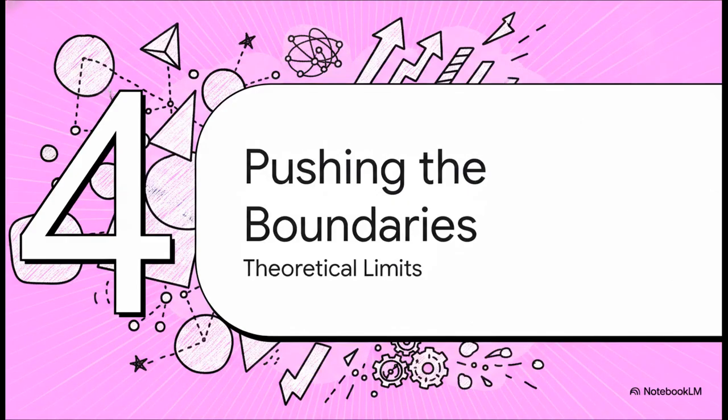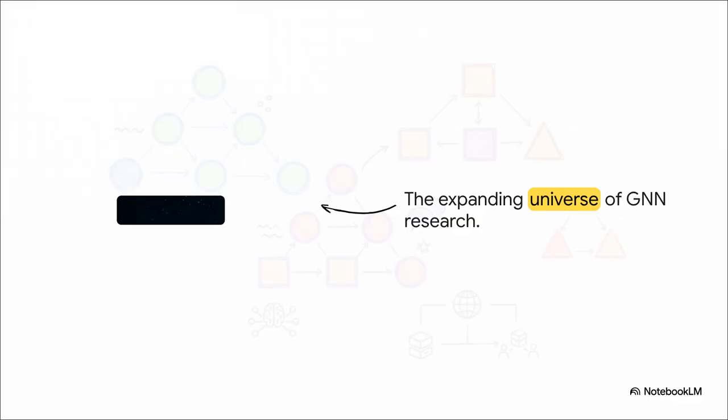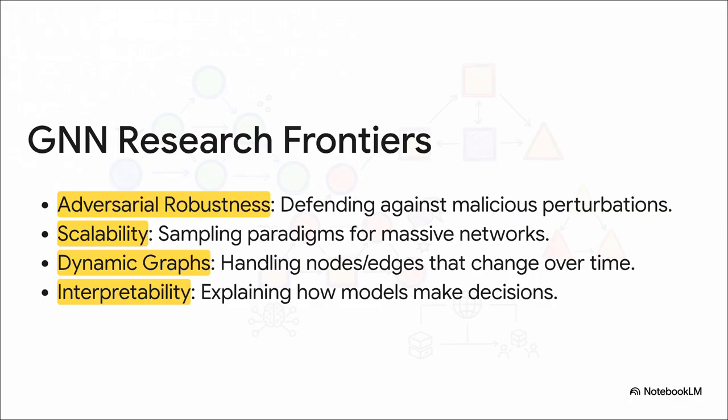Moving on to Section 4, pushing the boundaries and exploring those theoretical limits. The frontier of graph machine learning is expanding just as rapidly as the data universe itself. As the field makes these rapid, honestly incredible strides, researchers are discovering that scaling these models to massive, real-world datasets introduces entirely new sets of challenges. Challenges that need absolutely brilliant solutions. Researchers all over the globe are actively tackling these massive challenges right this second.